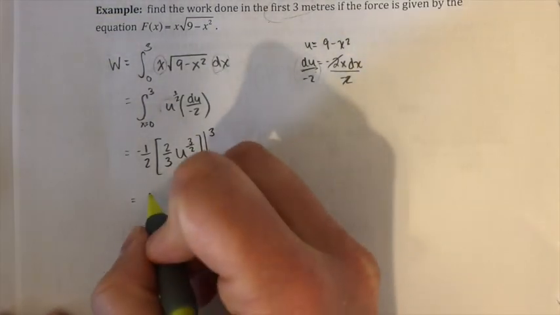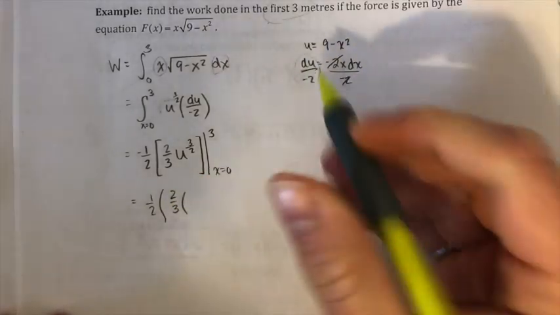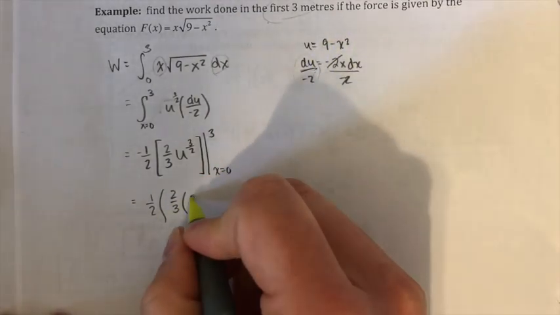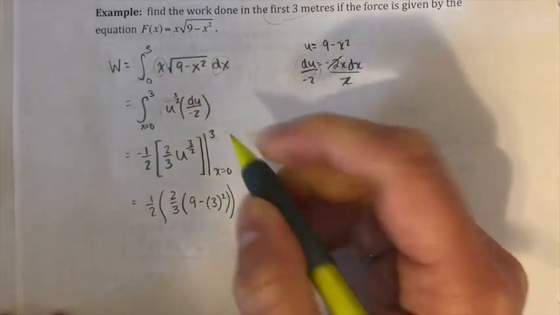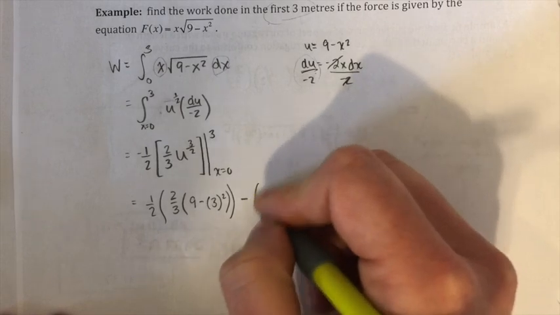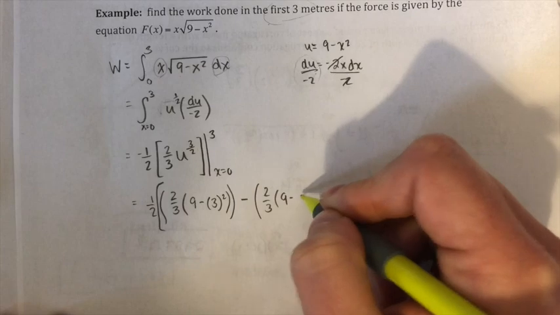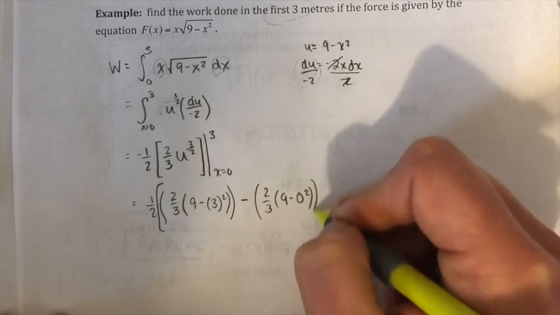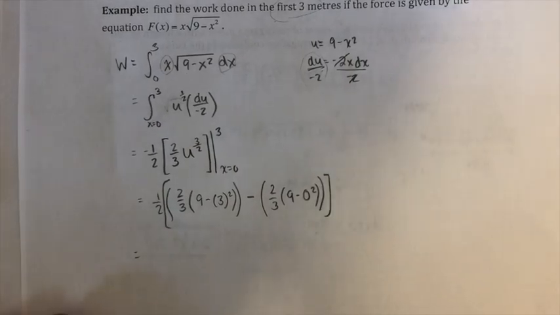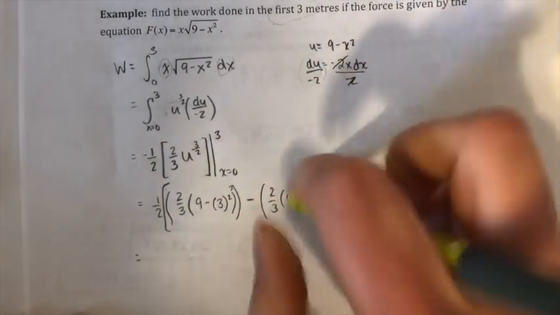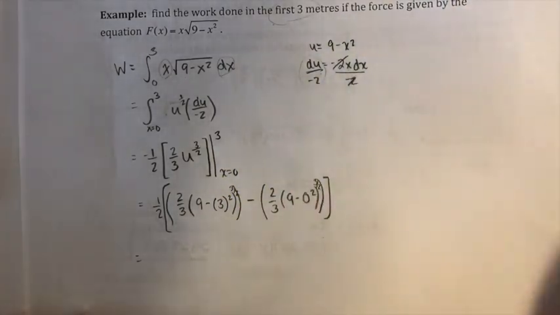Okay, so this is going to be 1/2 of 2/3. I'm going to put x back in, so it's going to be 9 minus x squared. We're plugging in 3 squared, and then 2/3, 9 minus 0 squared. Oh, and then these are to the 3 halves. I knew I was forgetting something. 3 halves.